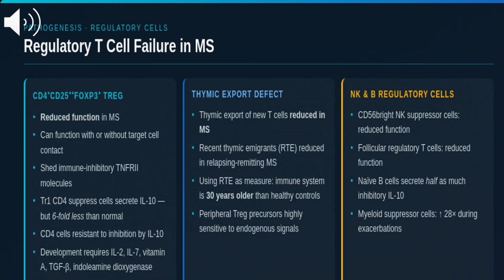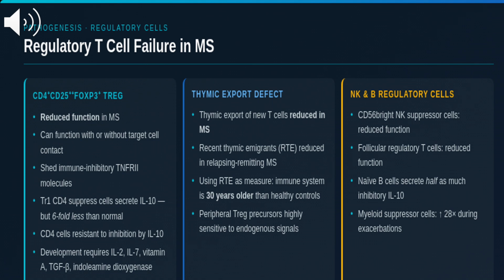The regulatory failure in MS extends well beyond CD8 suppressor cells. Multiple regulatory populations are compromised. The classical CD4 plus CD25 plus FOXP3 plus T regulatory cells, Tregs, have reduced function in MS. They can still act through direct cell contact or at a distance by shedding immune inhibitory TNFRI molecules and creating a tissue microenvironment that induces additional suppressive populations, a phenomenon called infectious tolerance. But quantitatively and functionally, they are inadequate to the task.